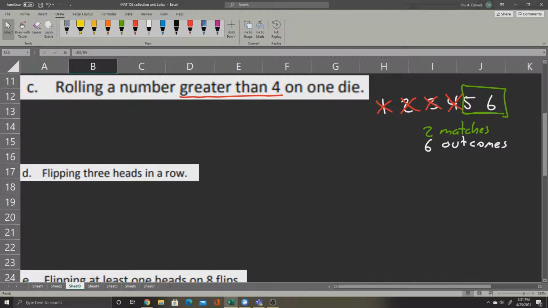Once again, we'll enter this into Excel. Our number of matches are 2, and our number of outcomes are 6. So to get a probability, we'll say equals, click the matches, divide by the outcomes, giving us 0.3333.